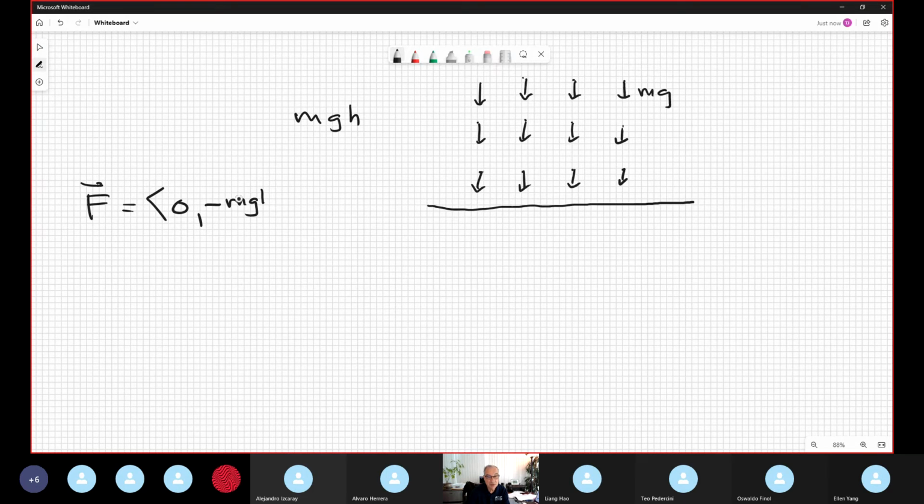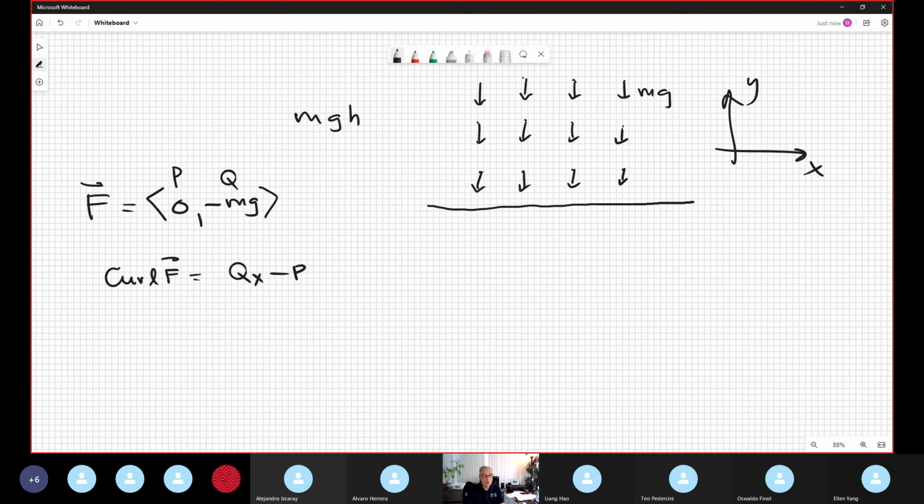mg. No h. Let me erase the h. It's minus because it points down, no? This is the xy axis, two dimensions. Compute the curl of this. What is the formula for the curl? This is P, and this is Q, no? The curl of this vector field is the partial derivative of Q with respect to x minus the partial derivative of P with respect to y. Well, it's constant, it's obvious that it's 0.